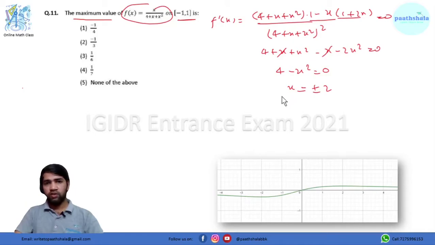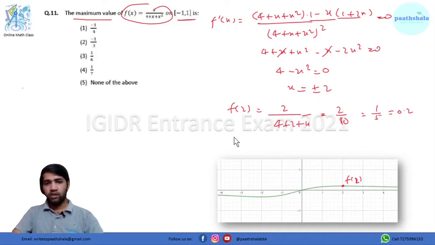Now instead of finding the second order derivative, just find the value of the function at these 2 points. If I find the value of the function at 2, this will be 2 upon 4 plus 2 square, that is 4. So this will be 2 upon 10. So this is coming out to be 1 by 5, which is equal to 0.2. Look at this point. I have plotted the graph for you. This is the point which denotes the f of 2 value.